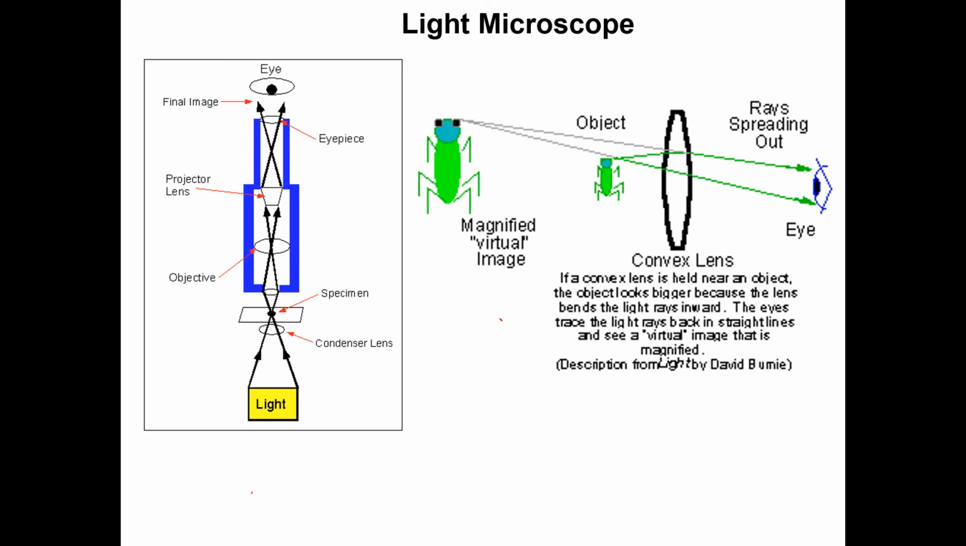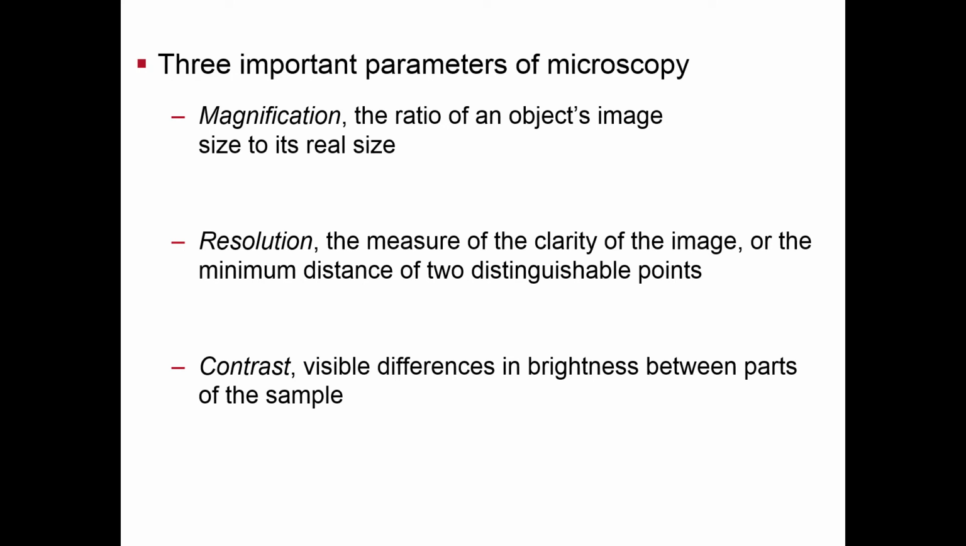Now, when you're talking about microscopy, there are three sets of terms you need to become familiar with. First, magnification. You're talking about a ratio of an object's image size to its real size. Basically, you're talking about the relative size of the image under the microscope compared to what it is in real life.